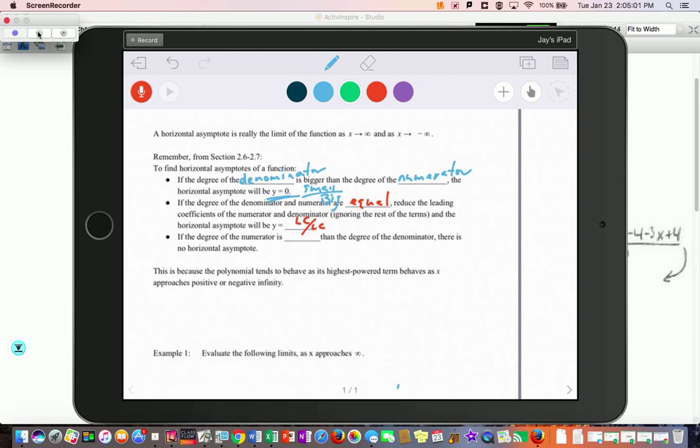And then finally, if the degree of the numerator is bigger than the degree of the denominator, there's no horizontal asymptote. So back in 26 and 27, we called it a slant asymptote. The graph could go up, slant upward or downward. So there really is no limit. And I'll talk to you about this when we get there. I'll show you an example, and we can show some understanding. It's just what it approaches. So let's take a look at a couple.